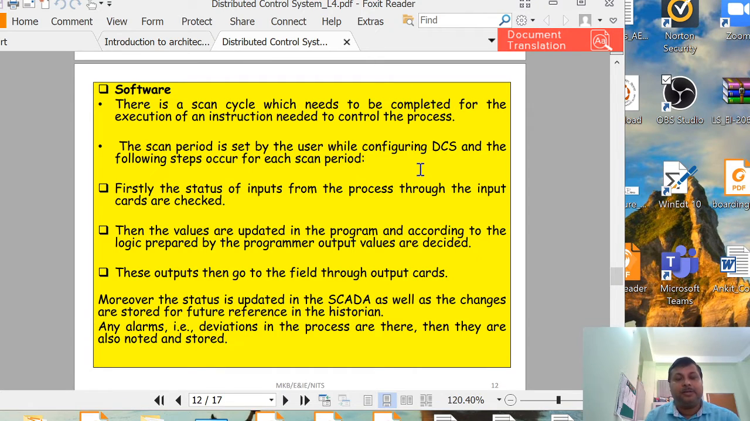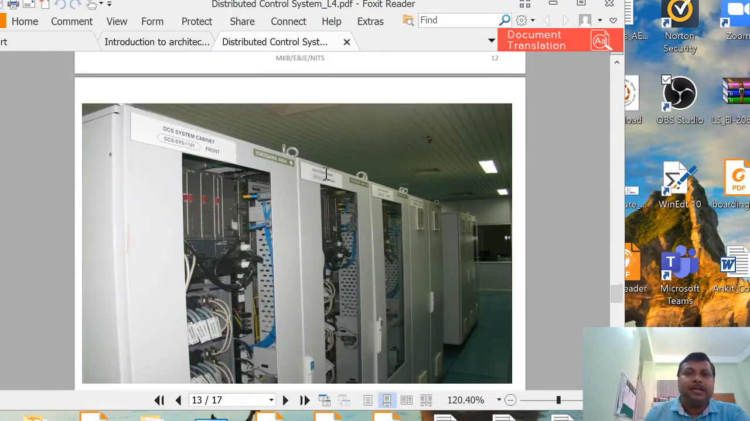What are the steps? First, the status of inputs from the process through the input cards is checked. Then the values are updated in the program, and according to the logic prepared by the programmer, output values are decided. These outputs then go to the field through output cards. Moreover, the status is updated in the SCADA, and all the changes are stored for future reference in the historian. Any alarms, that is, deviations in the process, are also noted and stored. So this is the software part that exists in DCS.